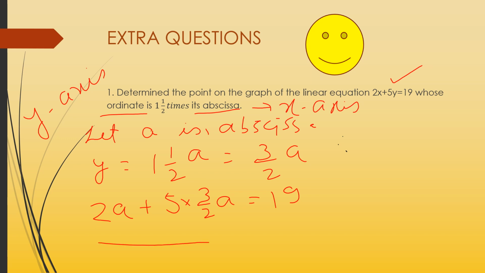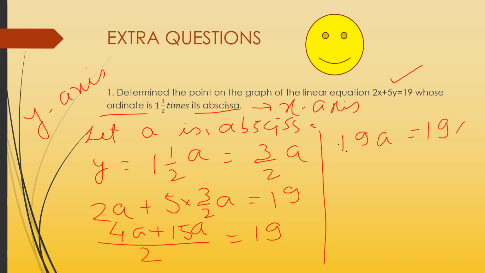Take the LCM. 4a plus 15a, 5 into 3 is 15, equals 19. 4a plus 15a gives you 19a equals 19 into 2. Do the cross multiplication. So 19 and 19 will be cancelled. a gives you 2. So what was your a? The x value. x equals 2.